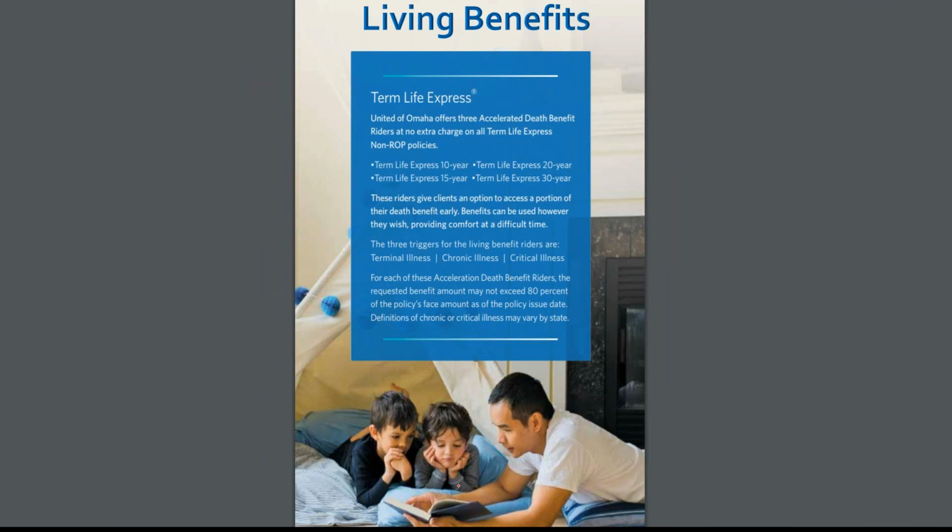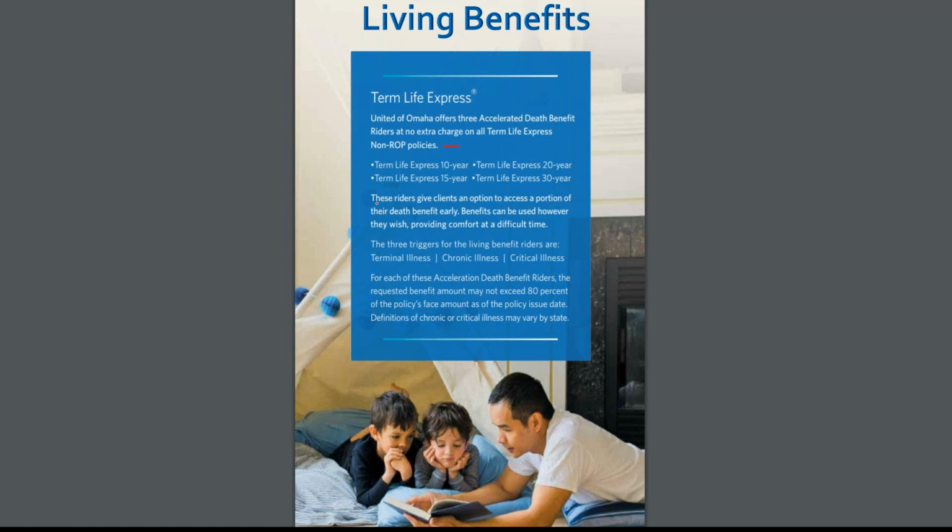Guys, these are just some of the living benefits that are available, which we have already touched on. There's a great flyer that's available as well. Term life policies, this is on the non-return of premium policies: Term Life Express, 10-year term, 15-year term, 20-year term, 30-year term.